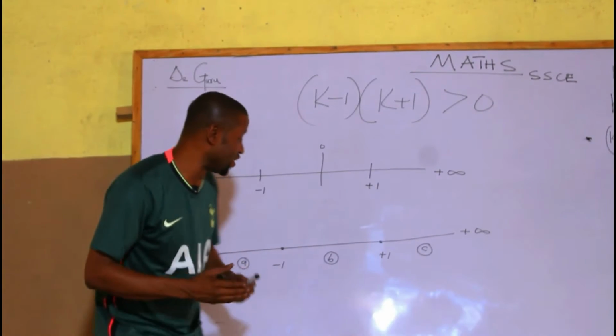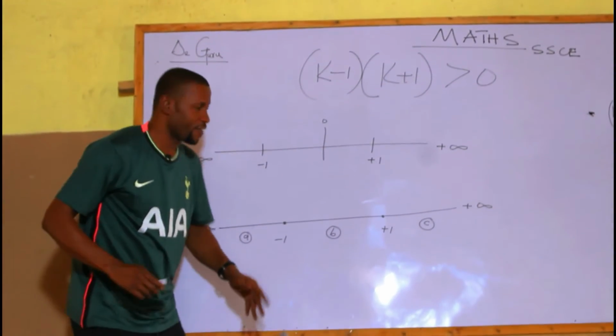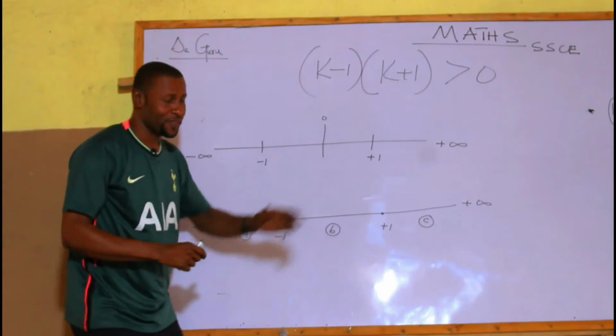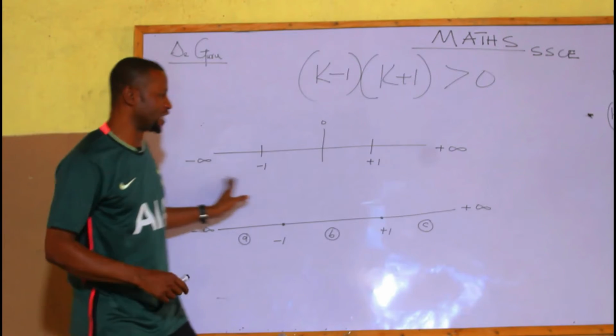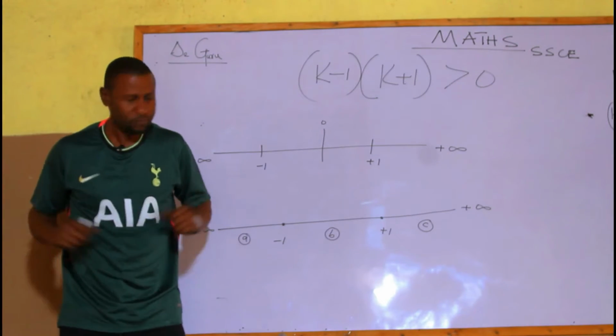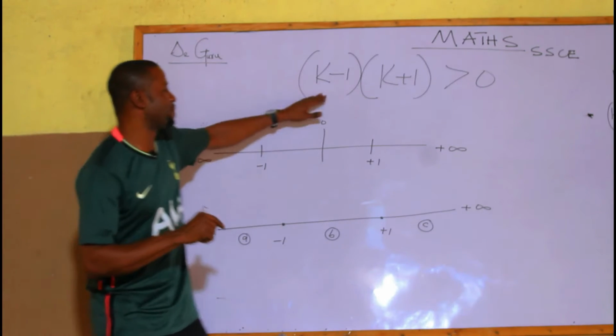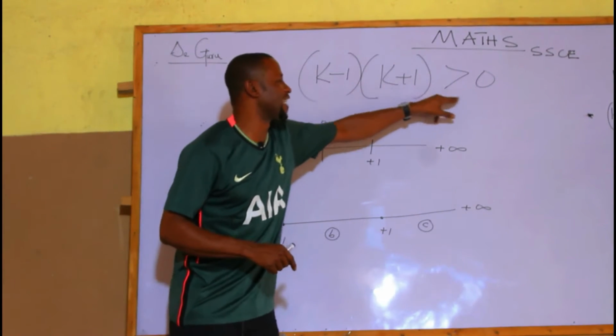I haven't done anything serious, so I drew a horizontal line. The center is 0. This side is negative, this side is positive. So it's from minus infinity to plus infinity. Is that manual labor? No. I now went to this place: k minus 1 times k plus 1 is greater than 0.